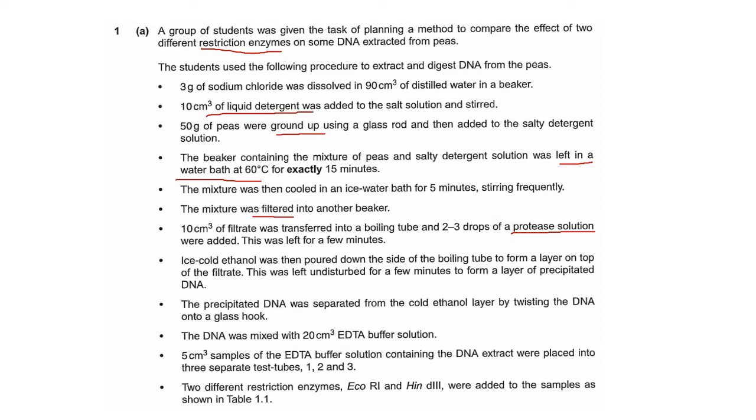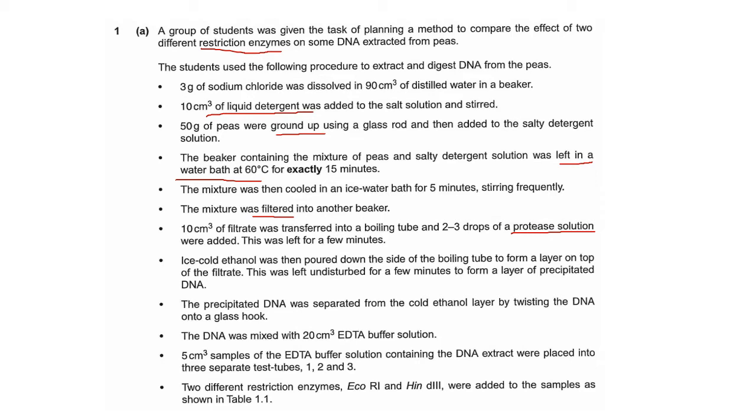Ice cold ethanol was then poured down the side of the boiling tube to form a layer on top of the filtrate. This was left undisturbed for a few minutes to form a layer of precipitated DNA. The precipitated DNA was separated from the cold ethanol layer by twisting the DNA onto a glass hook. The DNA was mixed with 20 cubic centimeters EDTA buffer solution. 5 cubic centimeter samples of EDTA buffer solution containing the DNA extract were placed into three separate test tubes, 1, 2, and 3.